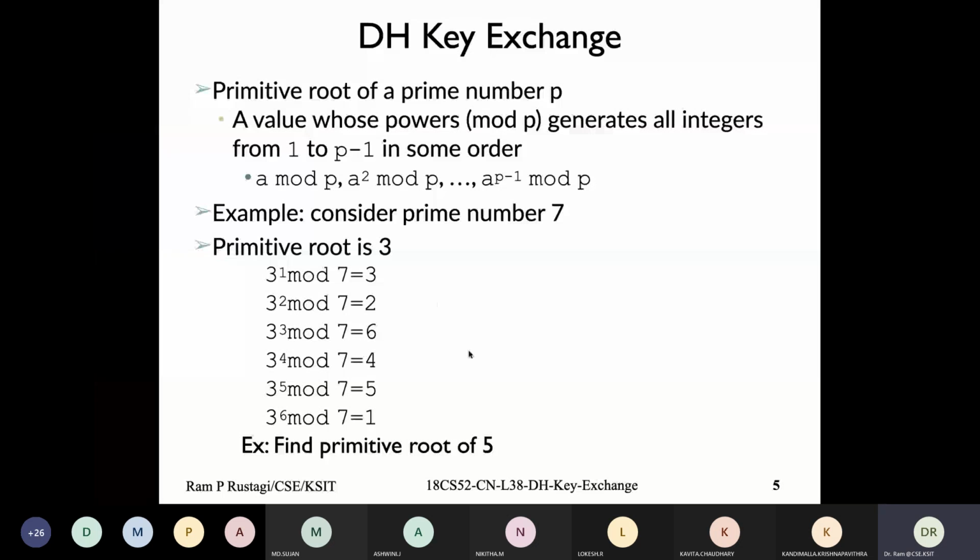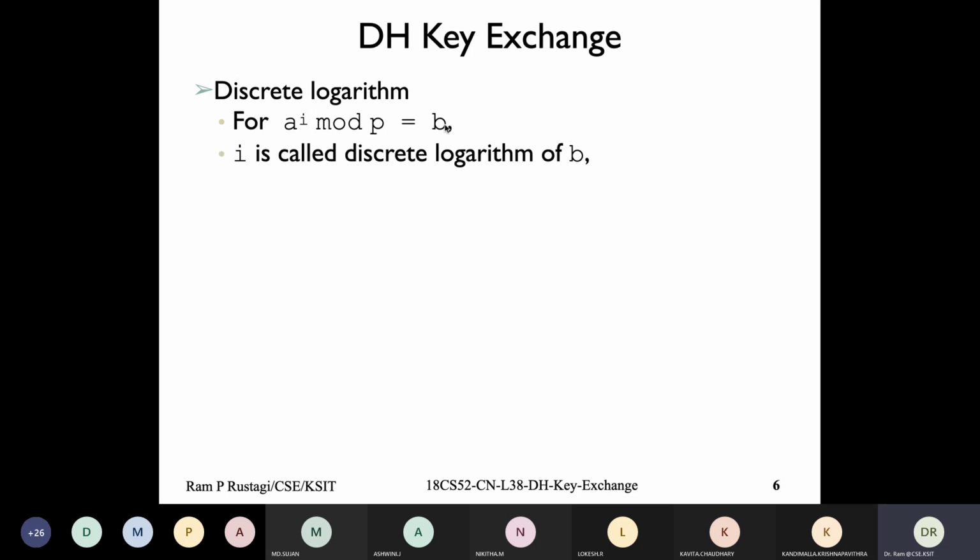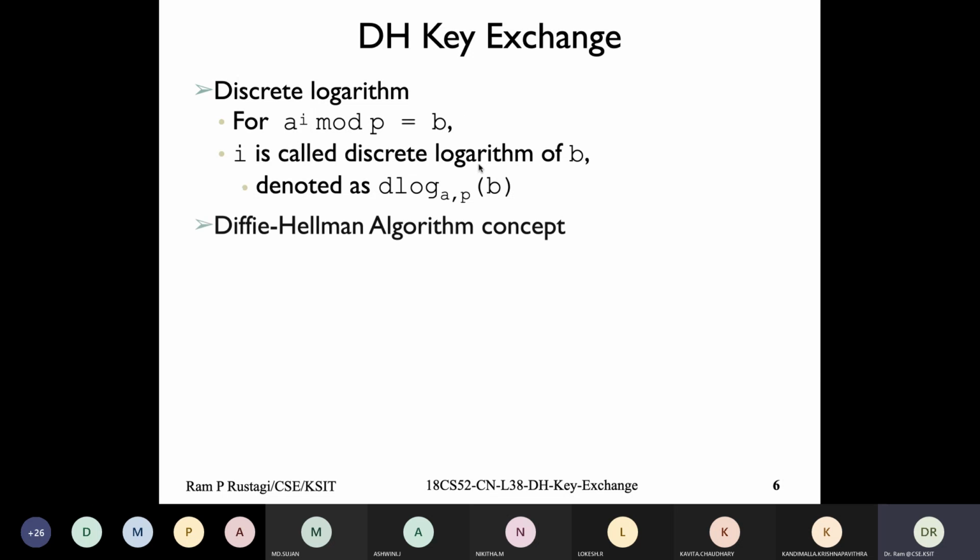Having understood that you can find a primitive root, now we look at some basic algorithm. If we know that a raised to power i mod p is equal to b, then i is called the discrete logarithm of b. For a large number, finding a discrete logarithm is a very tough problem. Knowing that is fine, but computing would be tough. We denote i as dlog base a, mod p, of b. And that is the property we'll use to do our concept.